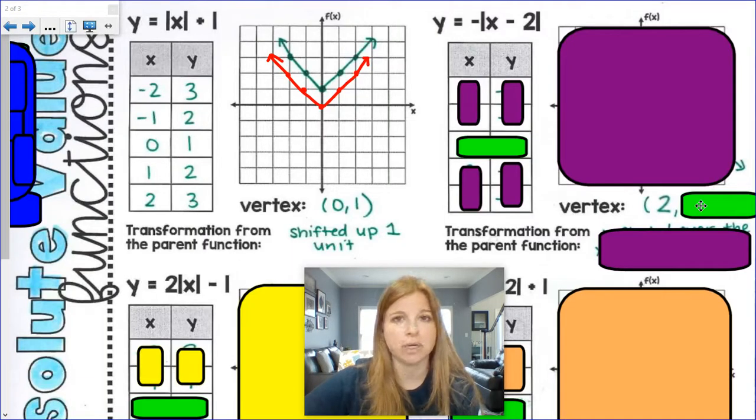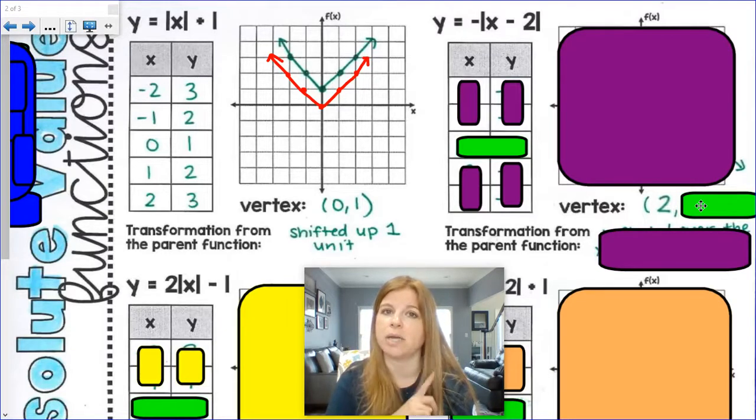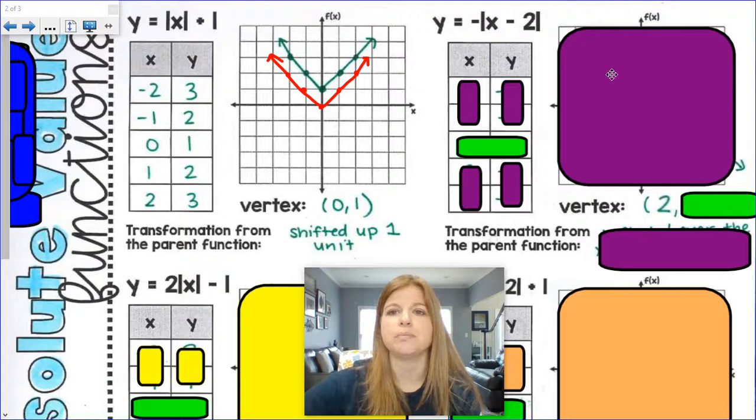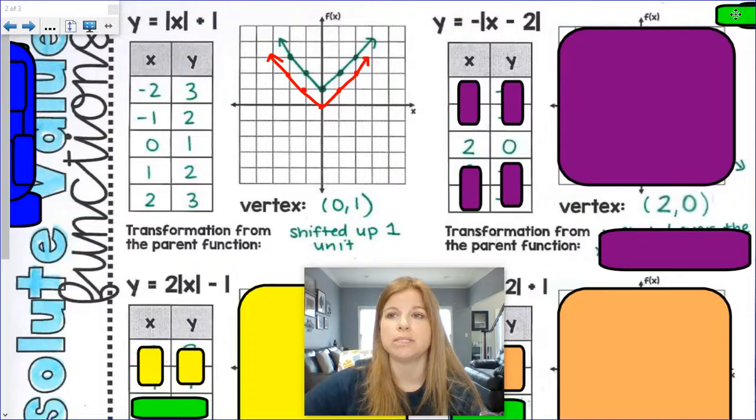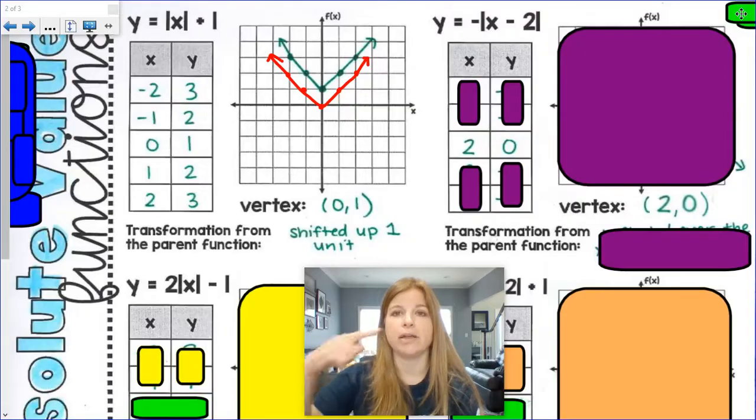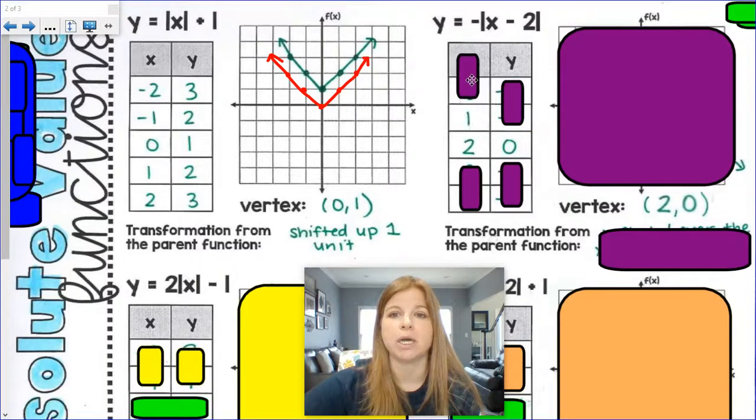It's always the trickiest part. It's x minus h. So if I see x minus 2, then my h value is that 2. I don't see any number at the end here for k, so my k value of my vertex is just 0. 2, 0 is going to go into the center of our table. We're going to then fill in our x values going by ones. So I'm going to subtract 1 going up. I'm going to add 1 going down.